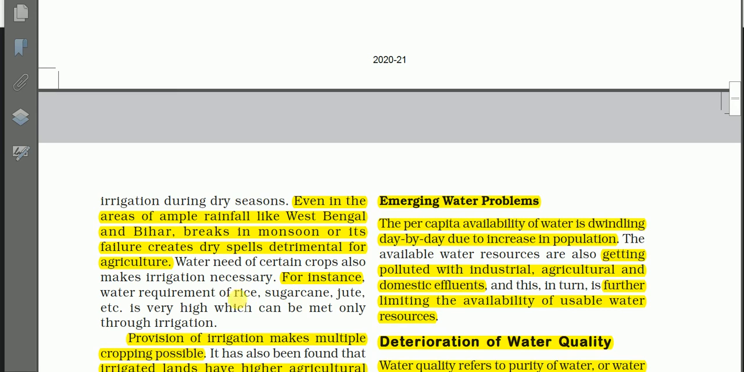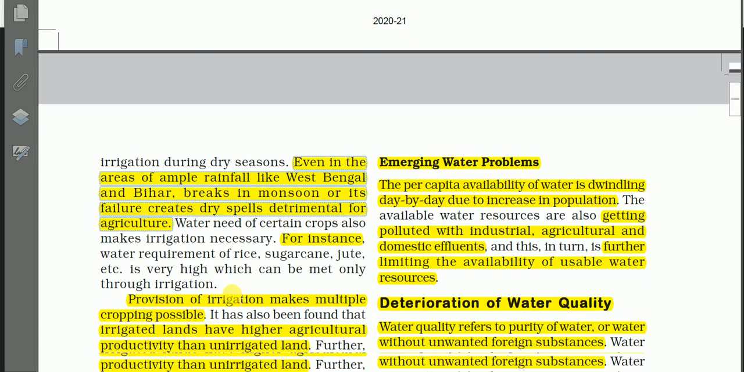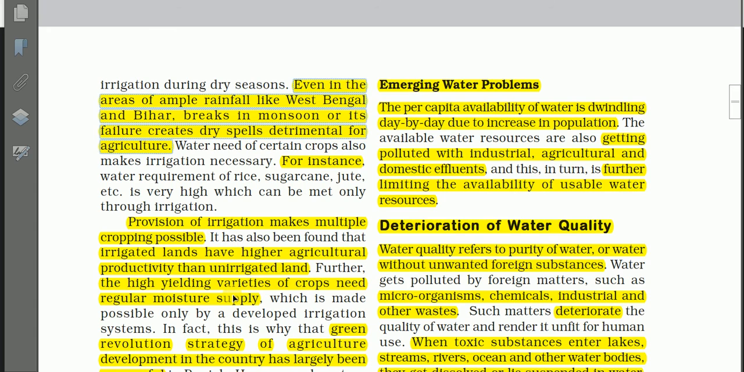Even in areas of ample rainfall like West Bengal and Bihar, breaks in the monsoon or its failure create dry spells detrimental for agriculture. Even in areas with enough rainfall, for example West Bengal and Bihar, sometimes we have breaks in the monsoon, and because of that dry spell, it affects the crops. Can you tell me what you mean by a monsoon break, or a break in the monsoon?